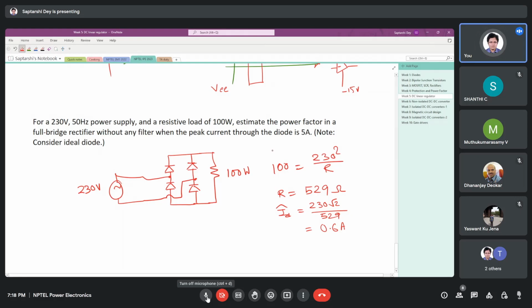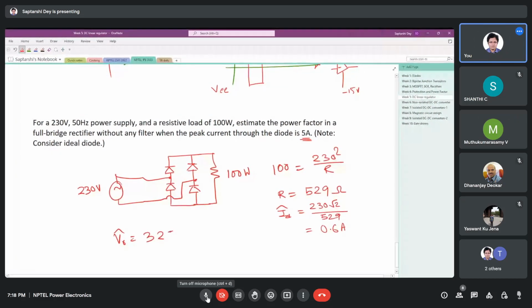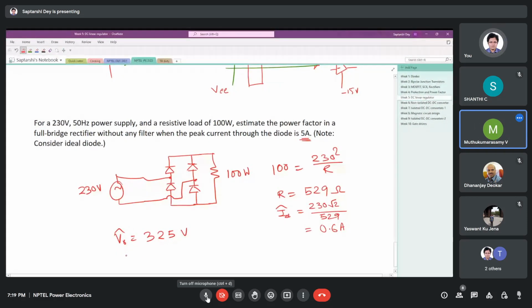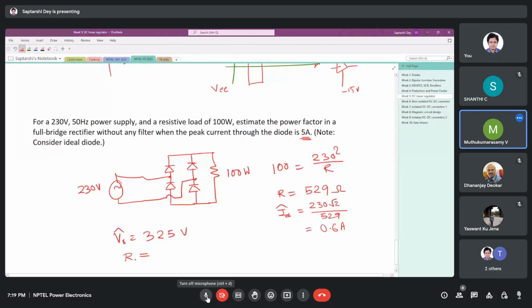Where is this 5 ampere current coming from? Sir, that is the peak of the sinusoid that is flowing through the system. Now you see the peak voltage here we have: V output peak, that is 230 root 2. Yes, 325. Right, so 325 volt. So if I have a peak of 5 ampere, then my RL should be 65.